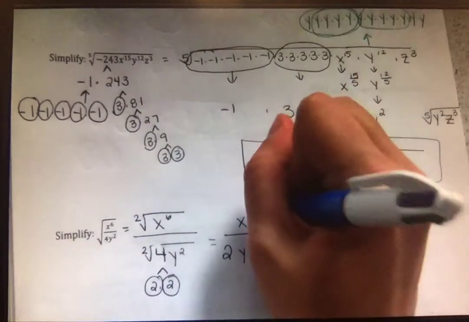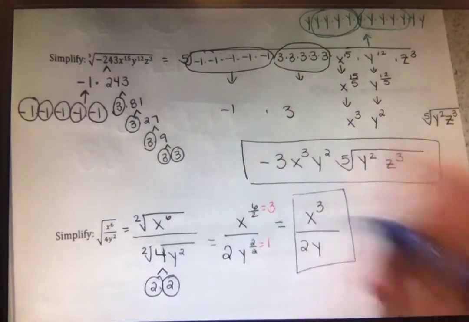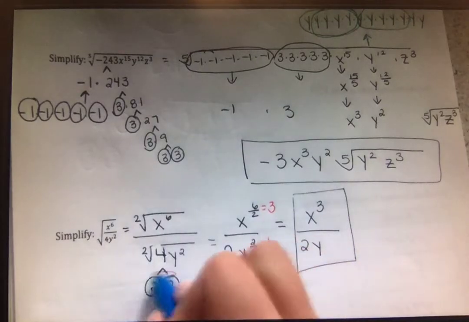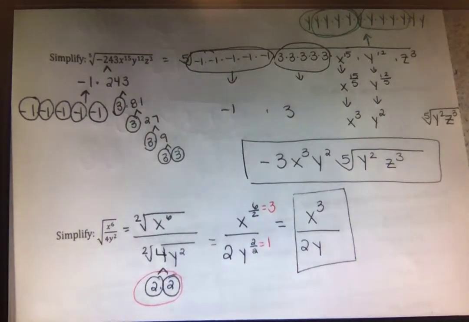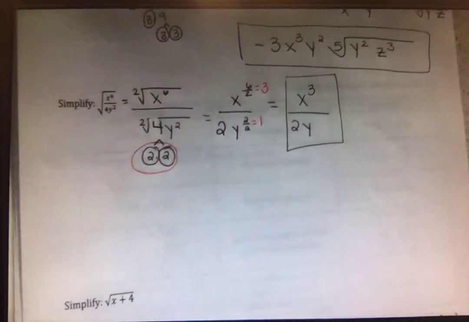So this will give us that 3 we're looking for. This will give us that 1 we're looking for. Those are those two 2s that are coming out of the radical. x cubed over 2y is our final answer.